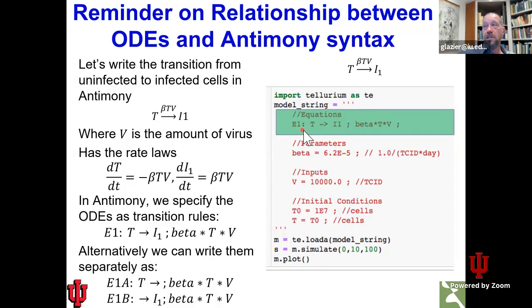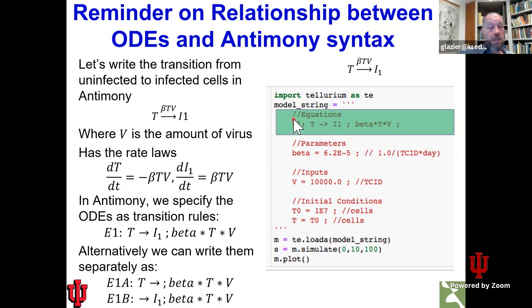The name of the equation is followed by a colon. The specification of the equation itself is written with an arrow. And then there's a semicolon. The semicolon may be not obvious. And then the rate law, beta times T times V, and then a semicolon at the end of the line. If that looks a little bit like old-fashioned C or C++, that's where that semicolon notation comes from.